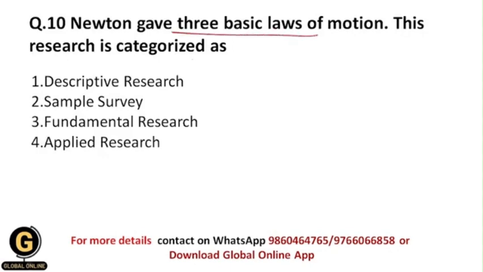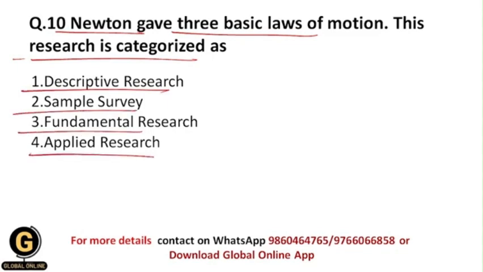Okay, Newton gave 3 basic laws of motion. This research is categorized as what? Basically students, this is an application of the research types, and the options over here are descriptive research, sample survey, fundamental research, and applied research. We have discussed fundamental research and applied research in this video. Now I am going to describe what descriptive research is and what a sample survey is.